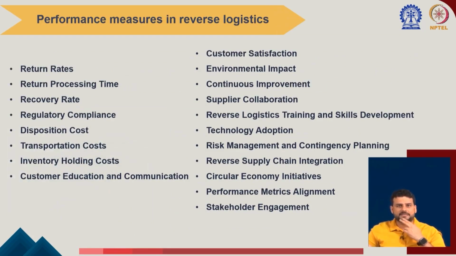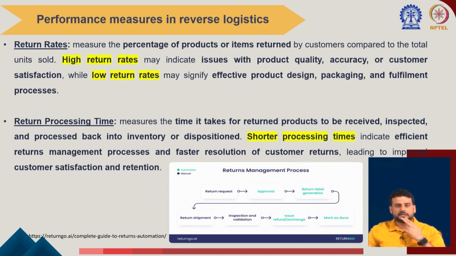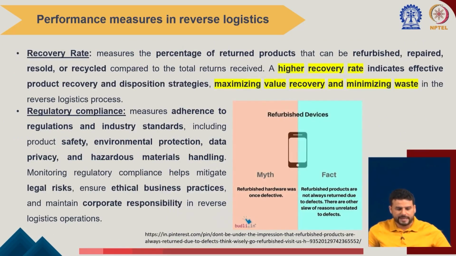So, performance measures in reverse logistics, these are some of the performance measures, quickly we will go through. Return rates, how many returns are coming. High return rates means your products are not meeting the customer expectations, low return rates means you are meeting the customer expectations, right. Return processing time, how quickly you are processing the return. Shorter processing time means the customer is raising a request related to returning the product or repair or under warranty, and immediately you are repairing the products, right. So, that will ensure return processing time.